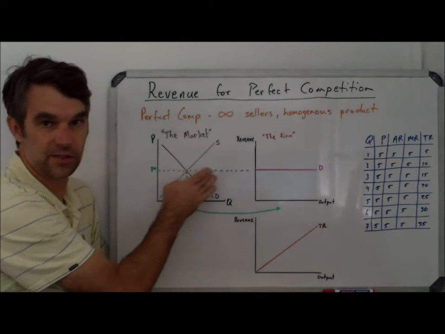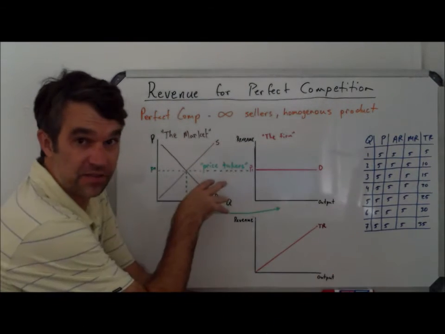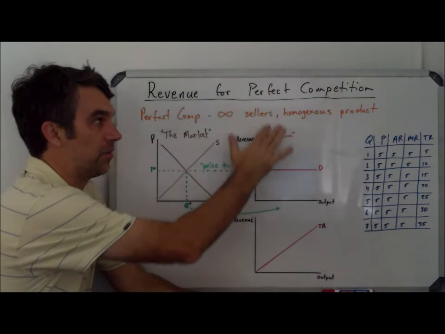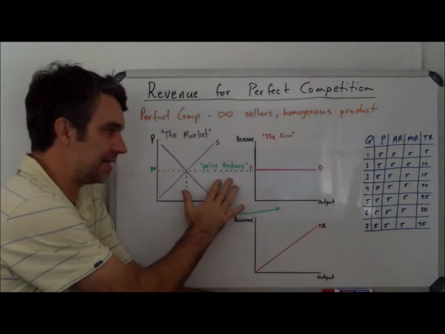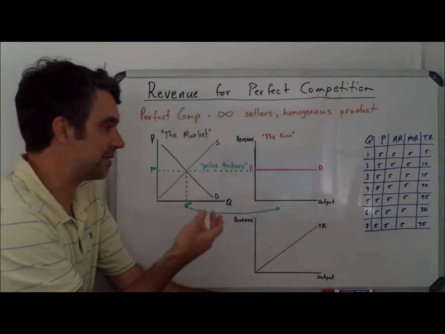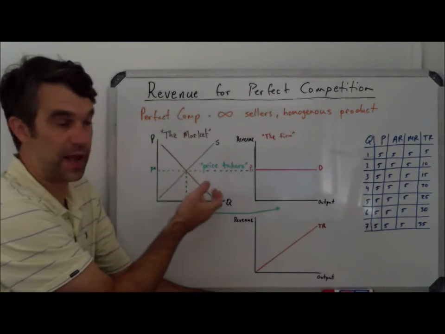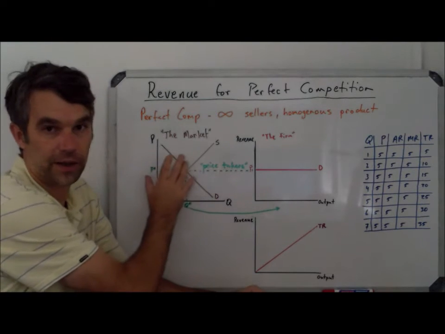This price that is generated in the market is really important because the firm has to use the price that the market provides. Because of that, we refer to the firm in perfect competition as being a price taker. And again, this indicates that they're not able to set their own price. They just have to accept the price that is established by the overall market.